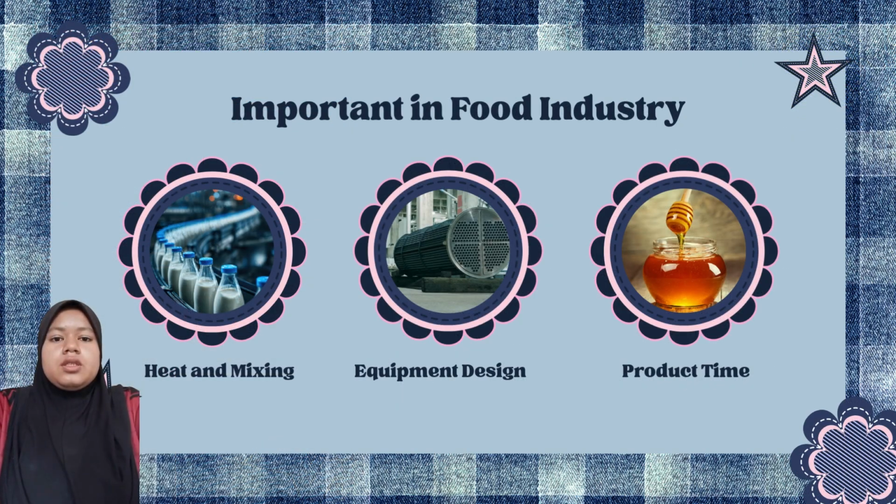This is the importance of laminar flow and turbulent flow in the food industry. The first one is heat emitting. In food factories, liquids like milk, sauce, or juice move through pipes. Turbulent flow means the liquid mixes well, so the heat spreads evenly, which is useful for processes like pasteurization. Laminar flow moves smoothly with less mixing. It's good for delicate products but not great for even heating.